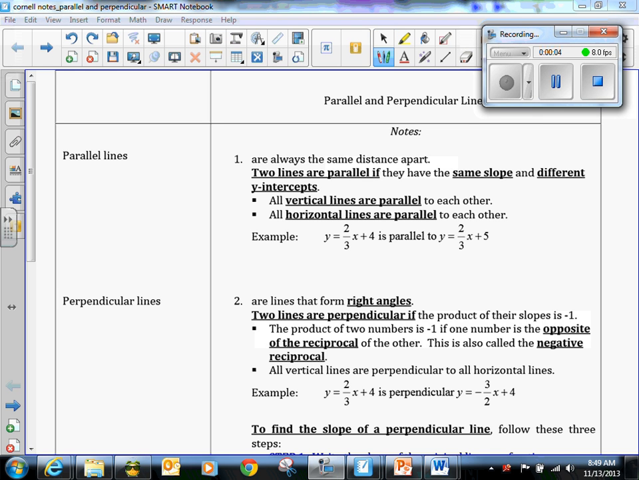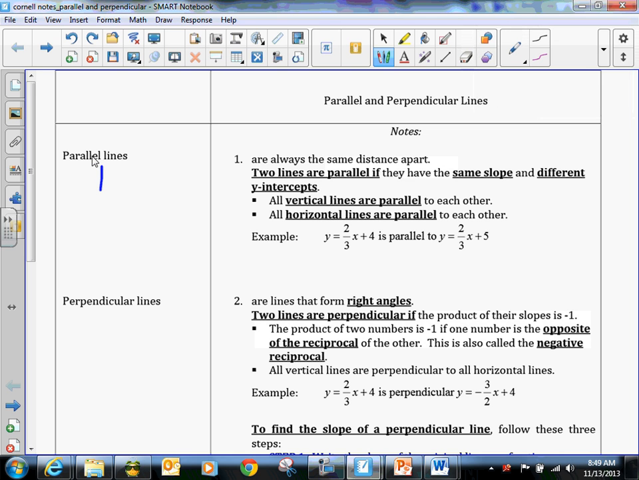Okay, today we want to go ahead and talk about parallel and perpendicular lines. So for parallel lines, what I do is I use this little symbol right here. That just kind of helps me apply parallel and not have to write the whole word out all the time. And you'll use that more in geometry. Parallel lines are always placed the same distance apart.